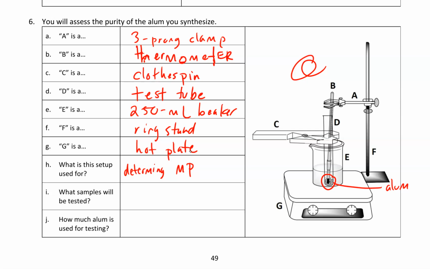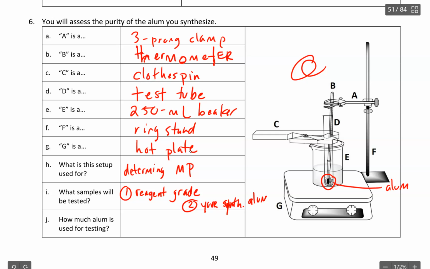We're going to test 2 different samples. First, we're going to test the reagent grade. So this is the professionally made alum. If made in a professional lab, it should be over 99.9% pure. You're going to test your synthesized alum, so the stuff that you have just made. And you need about half an inch of alum in your test tube.